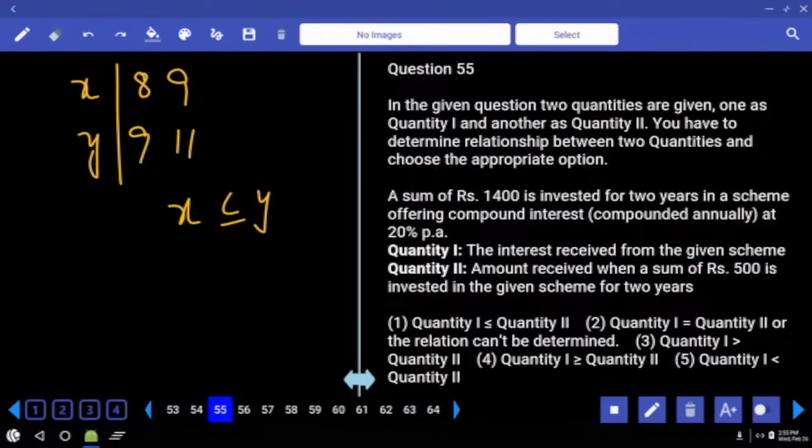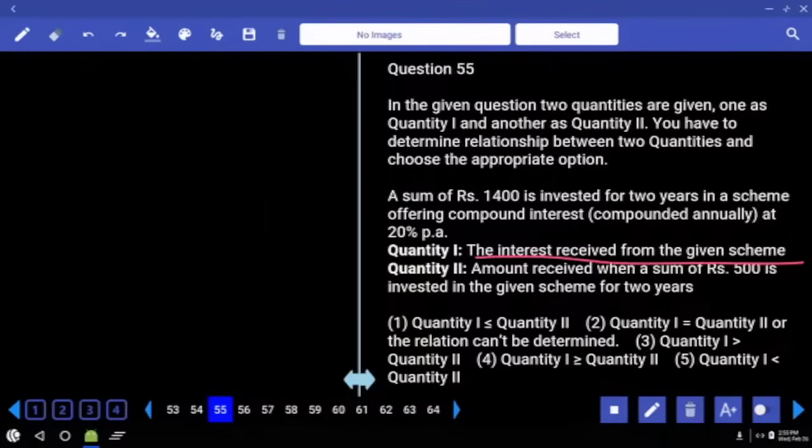A sum of 1400 is invested for 2 years in a scheme offering compound interest at 20% per annum. The interest received from the given scheme is at the rate of 20% per annum. What is compound interest for 2 years? So that will be 44 into 1% value 14. That is what Q1. Correct? Correct? Leave it like that.